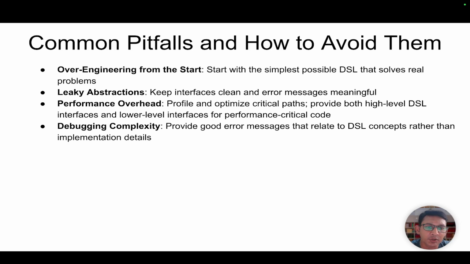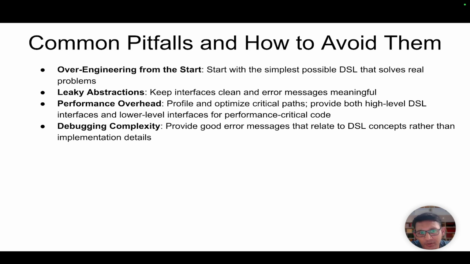For example, if your DSL throws a null pointer exception with a stack trace that shows internal class names, that's leaky abstraction. Instead, catch internal exceptions and rethrow them as domain specific exceptions with meaningful error messages. Keep your interfaces clean and your error messages meaningful. Users should be able to accomplish their goals using only the vocabulary your DSL provides.